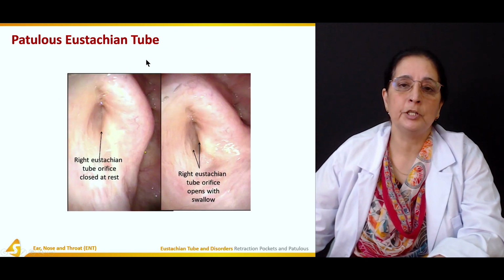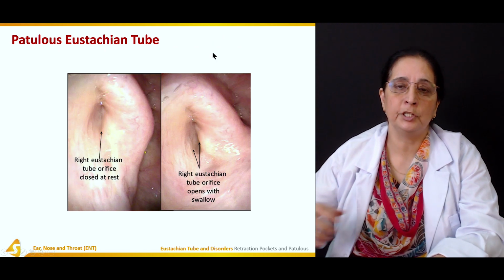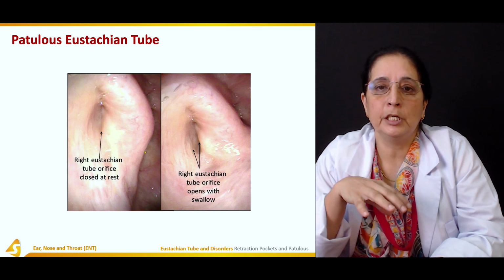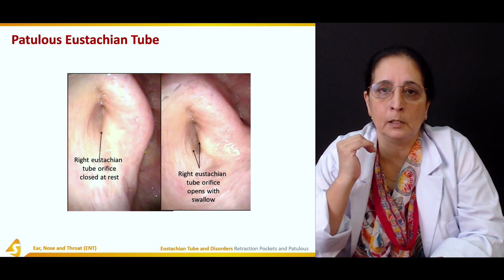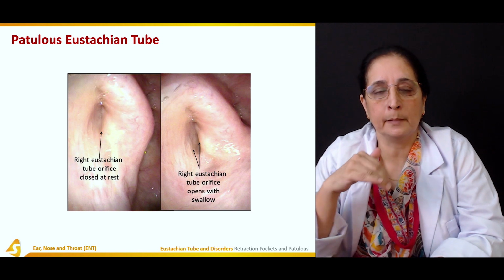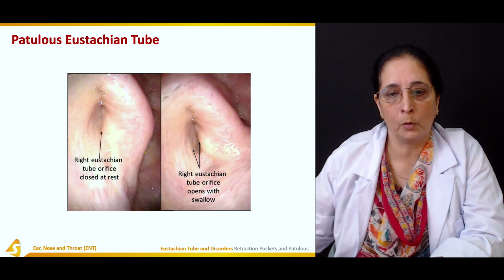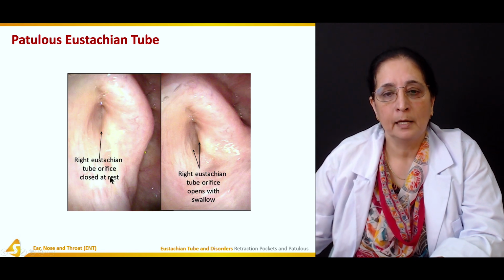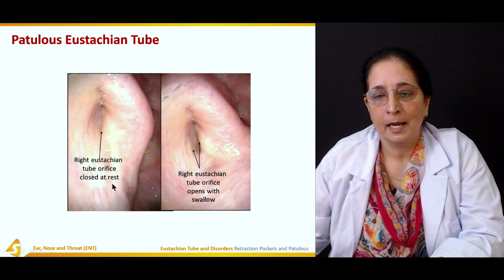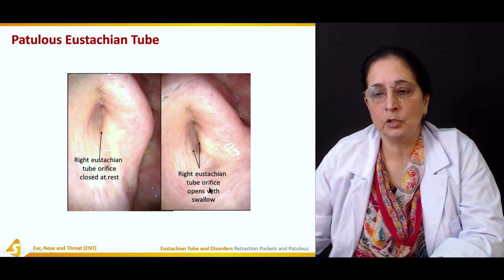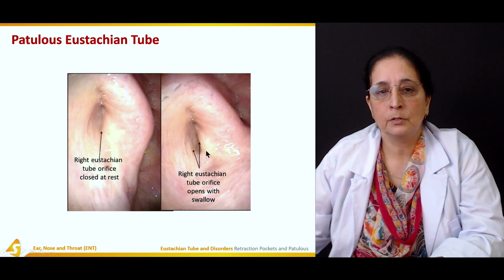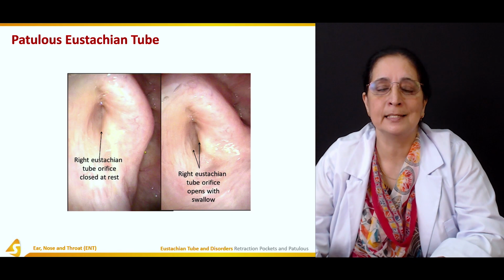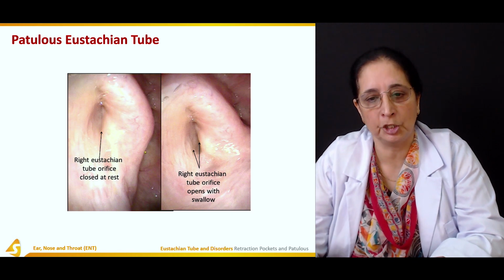Patulous Eustachian tube. In this patulous Eustachian tube, it's a patency of the Eustachian tube. So it's open as compared to the normal, so it's more open. So this is the right Eustachian tube orifice, which is closed at rest, and then the right Eustachian tube opens with swallow. So in this patulous Eustachian tube, it is patent, or it stays open.